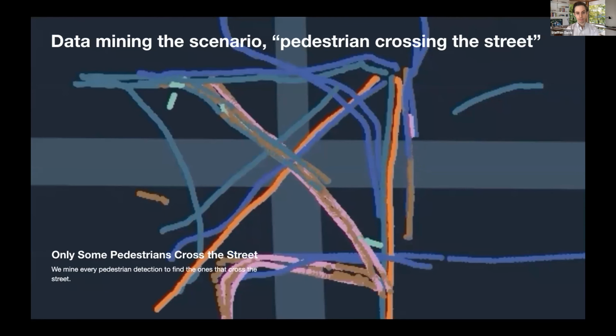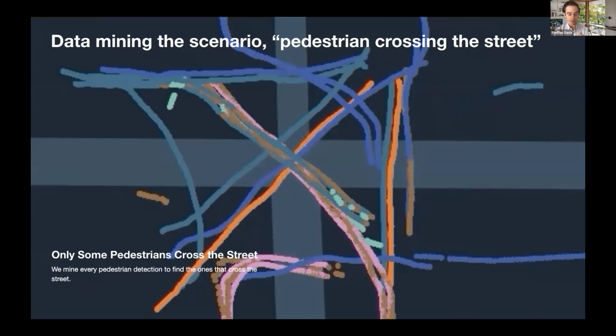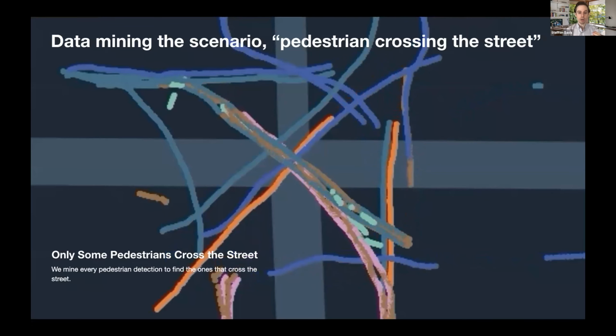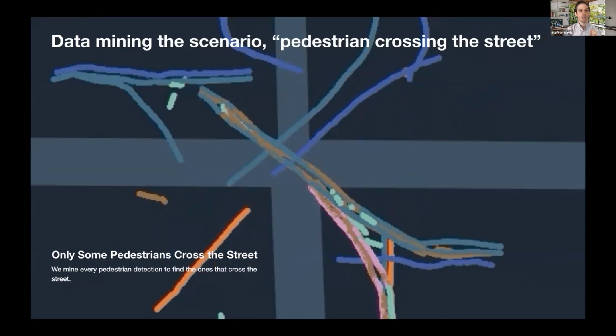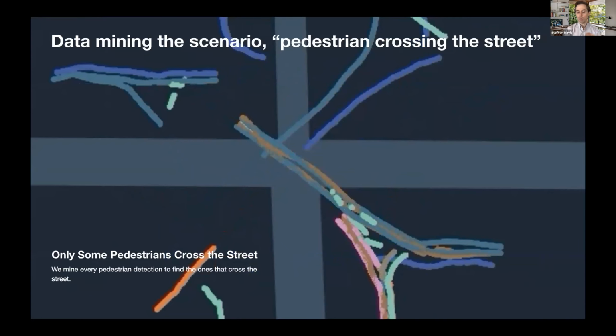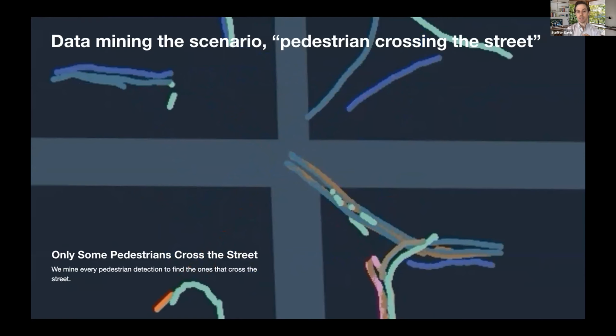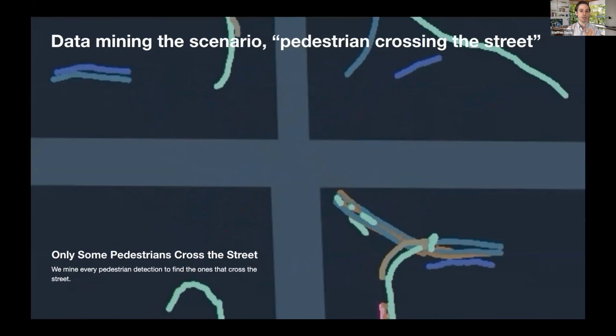So in this sample, as the SDV is driving around the neighborhood, the perception system is recording observations of all of the pedestrians that it sees. These are pedestrians on sidewalks, pedestrians standing still. But what we're interested in is specifically the detections of pedestrians where they're crossing the street.